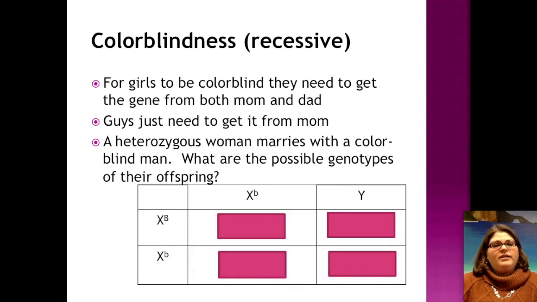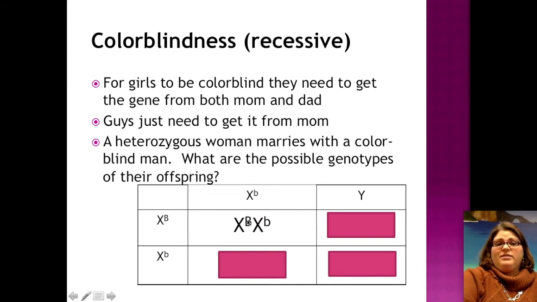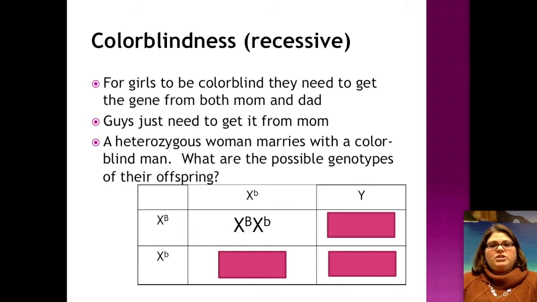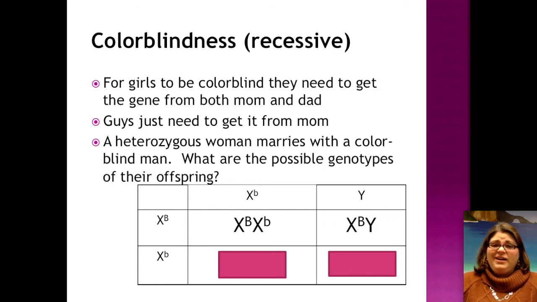When we look at her kids, this first box is going to be a daughter. It's going to be an X from mom and an X from dad. So consequently, this is a daughter who's also a carrier because she's got one big allele, one little allele, but she is going to be able to see normally. This box represents a son. This son is going to get a normal vision allele from mom, nothing from dad. So this son's going to have normal vision. He's not considered a carrier. He's just a person that can see normally.